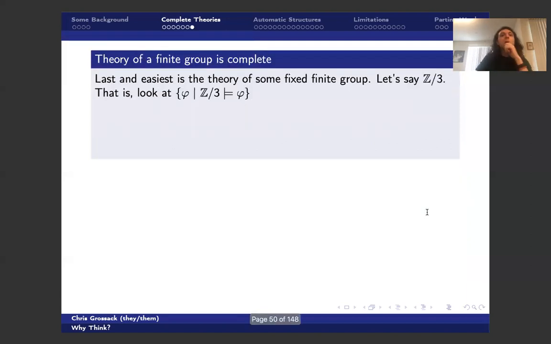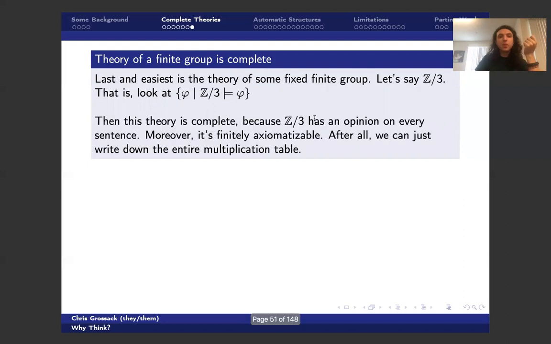So let's move on. Why is the theory of a finite group complete? Well, I said we were moving from most abstract to least abstract. And you can see by the size of this box that this is an easier proof. And so let's work with Z mod 3, my favorite finite group. So we're looking at all of the formulas which Z mod 3 thinks are true. Well, this is obviously complete because Z mod 3 has an opinion on every sentence, because Z mod 3 is a group. And you can ask, hey, does Z mod 3 think this is true? So the theory of any fixed model is automatically complete.